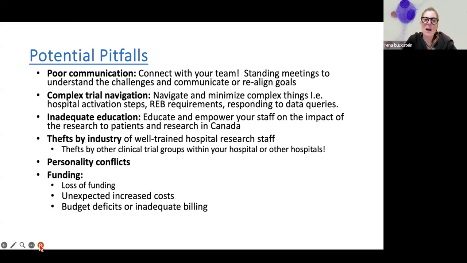And then the pitfalls, and these are a reality that you can't get by, is thefts by industry. So again, you're going to have it. It's going to be inevitable.